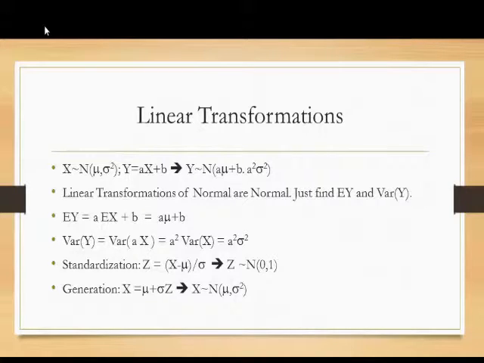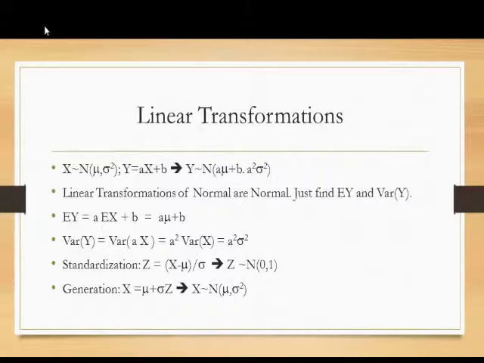Now, this has 2 implications, very important. One is standardization. If I start with any x, I can get to the standard normal density by subtracting the mean and dividing by sigma. So if I take x minus mu divided by sigma, then z must be normal. I just apply the formula. If I take a mu plus b, you see this is a special case of the formula.